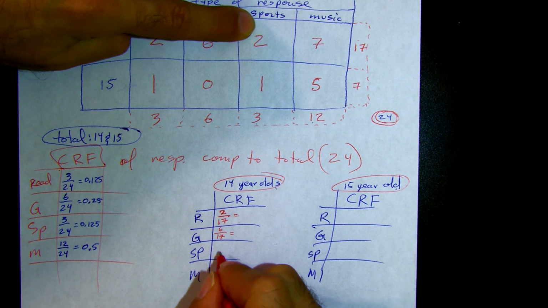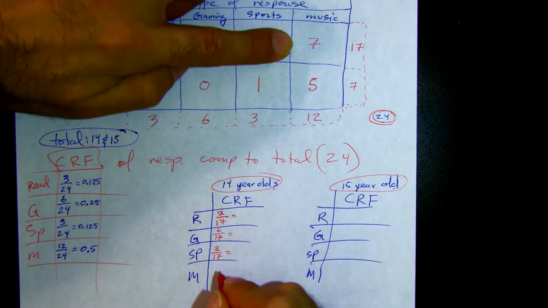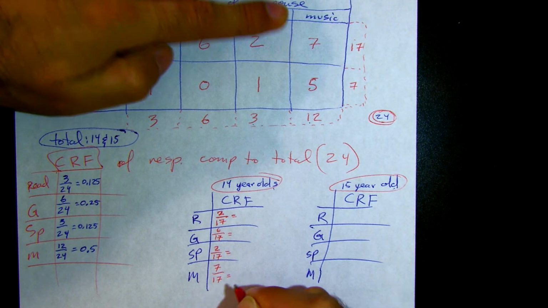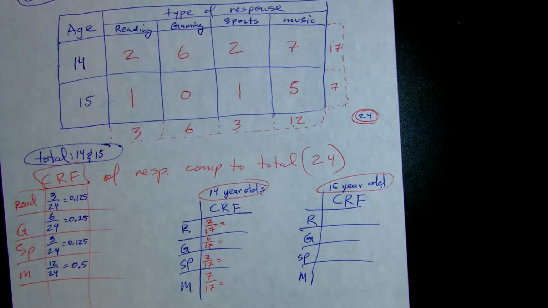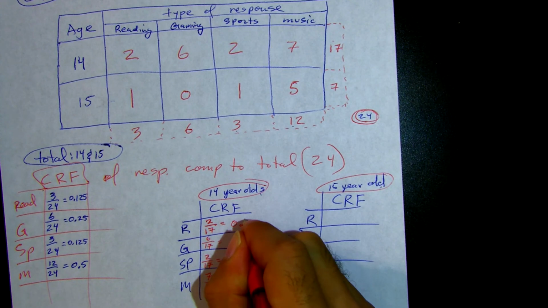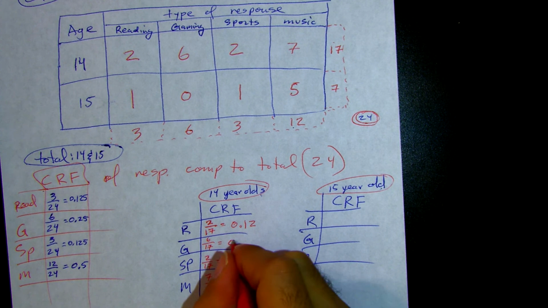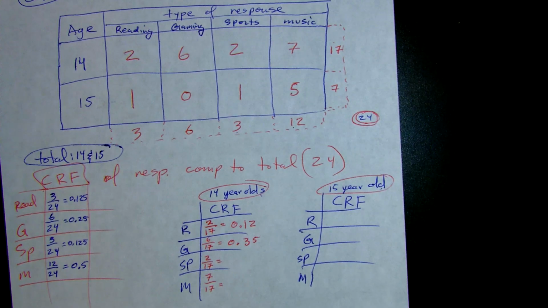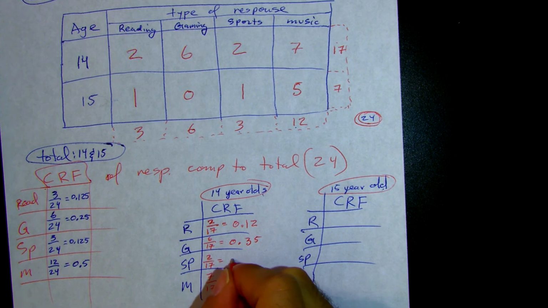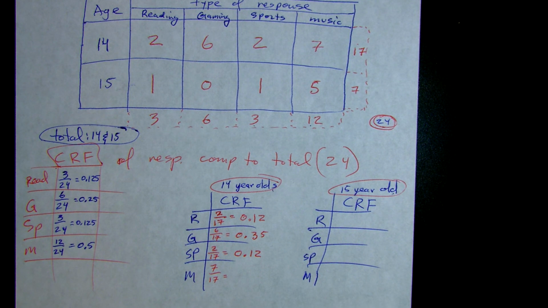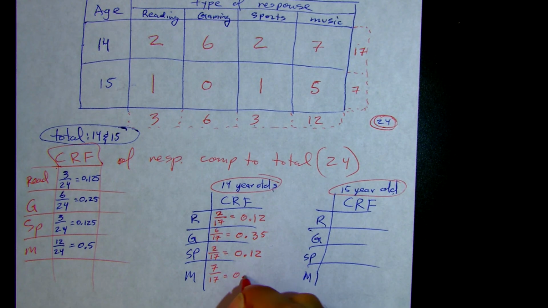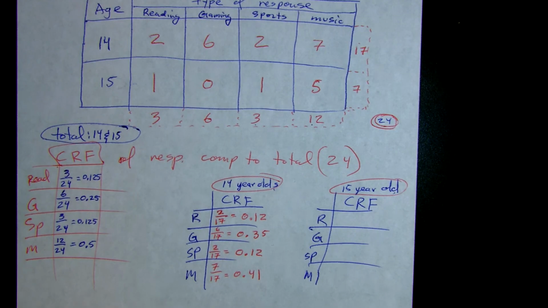I don't feel like that's a huge jump. It's not like crazy harder with this now. I'll work these out. I'm just going to put them in there. Gaming is 6 out of 17. Sports is 2 out of 17. Music is 7 out of 17. So now you can go back. You can knock out those, find your decimals. 2 divided by 17: 0.12. 6 divided by 17: 0.35. 2 divided by 17: it's the same thing, 0.12. And then 7 divided by 17: 0.41.